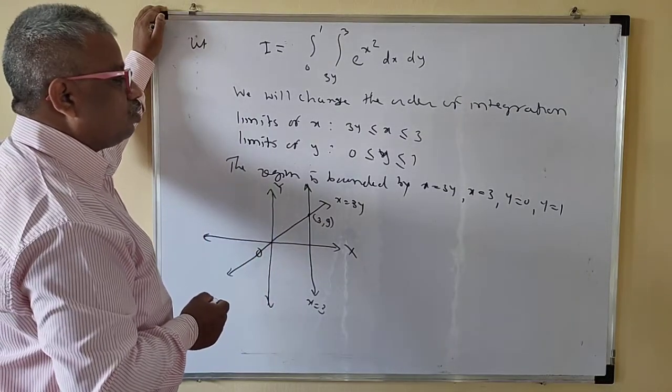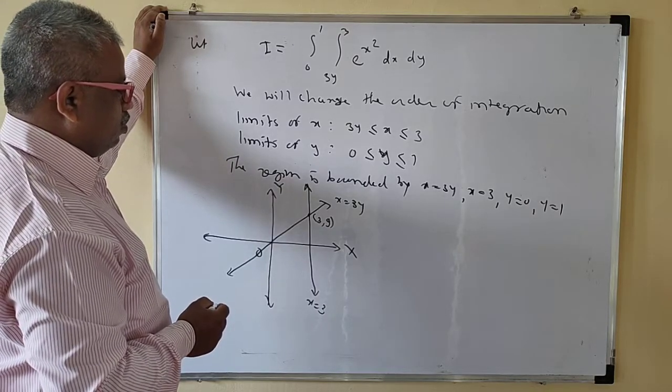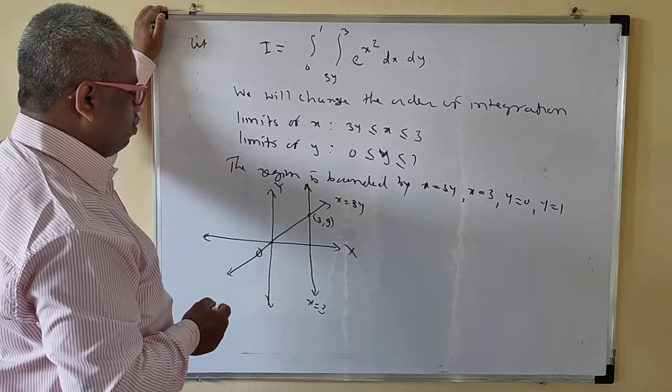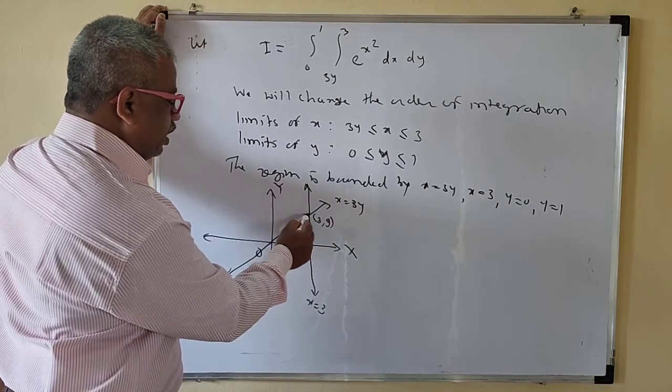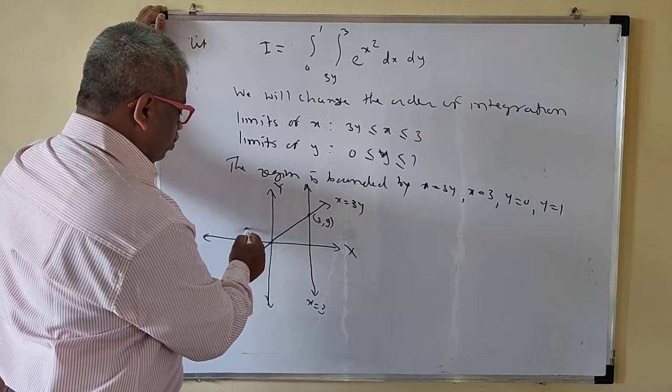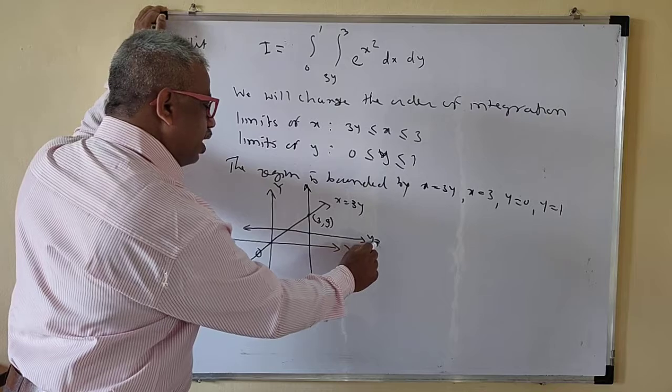Then y equal to 1. Y equal to 1 is here, and y equal to 9 is here, so y equal to 1 is somewhere here. So we draw this line. This line is y equal to 1.